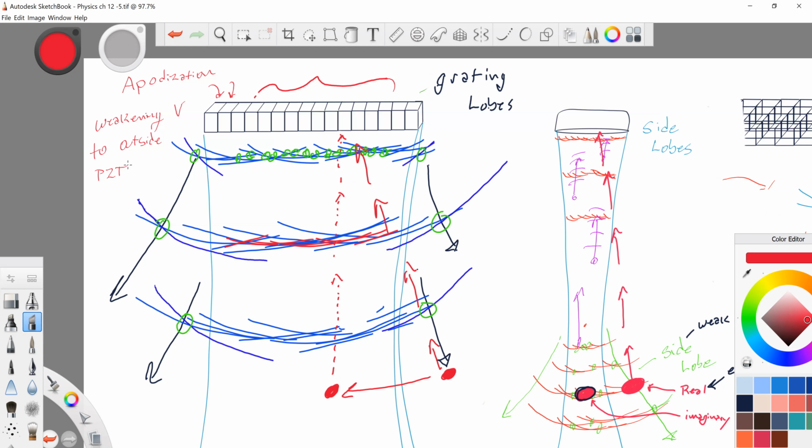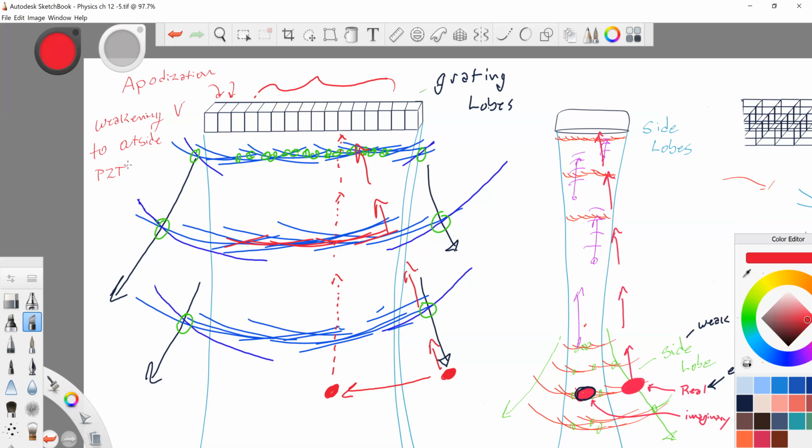Well, you can't use apodization on a single element because it's one element. How are you going to reduce the sound? I suppose you could, if you have an annular array, the outermost ring can be hit with a lesser voltage than the inner rings. But certainly with multiple elements, you can weaken the voltage to the outside elements, which will weaken the grading lobes themselves.